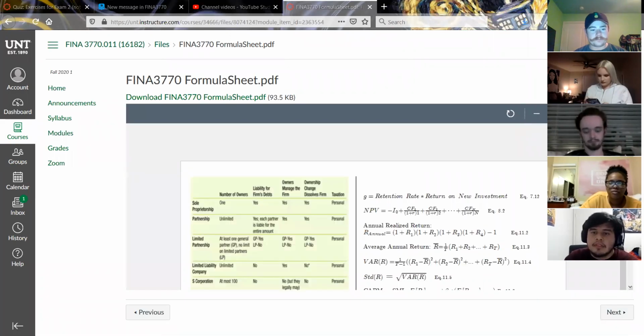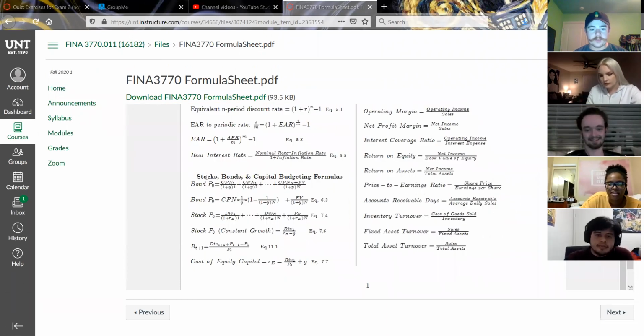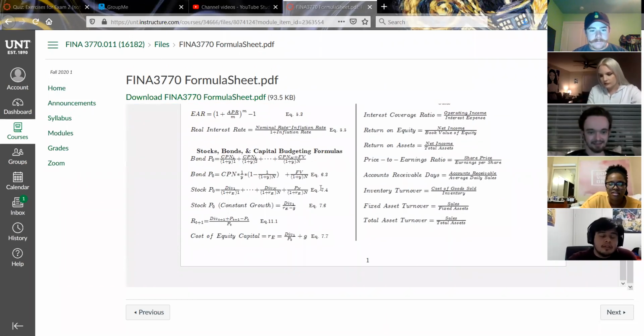I feel like these formulas don't cover everything. I don't think they cover much. They're so jumbled up. I wish he would figure out a different way to make this. Stocks and bonds, capitals. Okay.